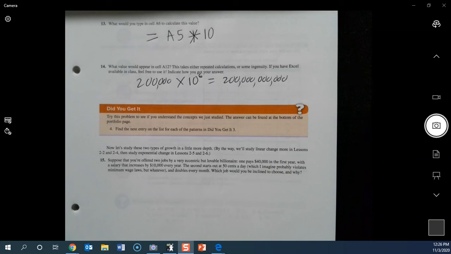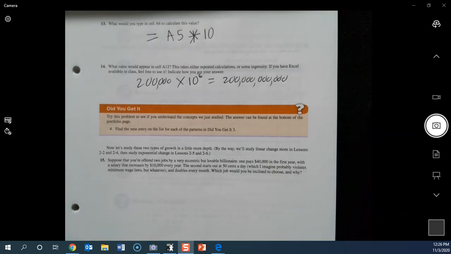One pays $40,000 in the first year with a salary that increases by $10,000 each year. The second starts out at 50 cents a day, which I imagine probably violates minimum wage laws, but whatever, and doubles each month. Which job would you be inclined to choose and why?